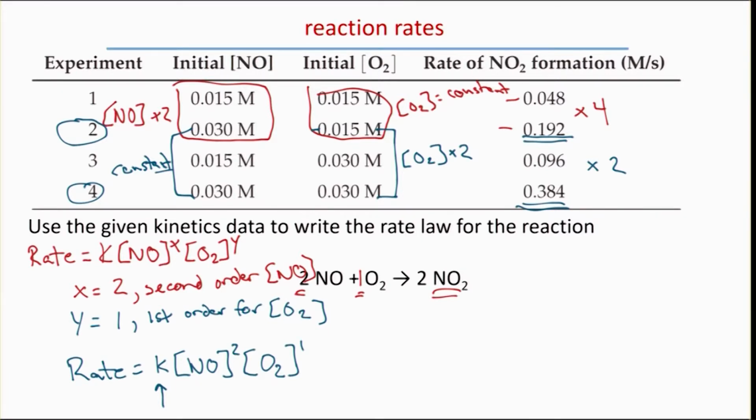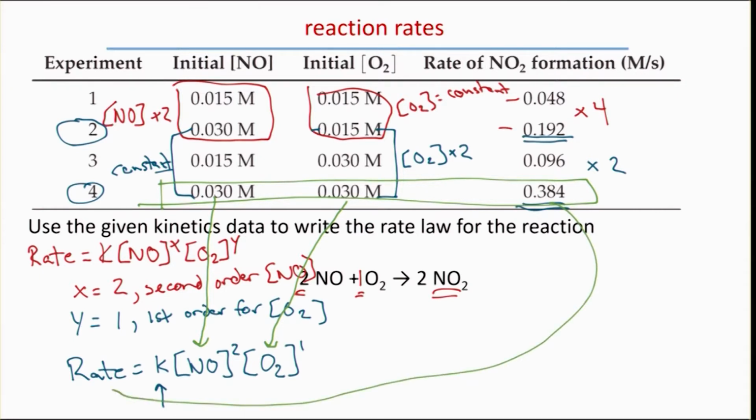We'll switch to a different green. Let's just pick this one right here. You would throw in the 0.03 molar for NO, and then you would square it, and you would plug in the 0.03 molar for O2, which is just raised to the 1, and then you would plug in the rate right here in molar per second, and then you can easily solve for K. Now this K is a constant, so guess what? You could have also picked experiment 3, 2, or 1, done the same thing with the initial concentrations and the rates, and you should get the same number for K in each of those cases.